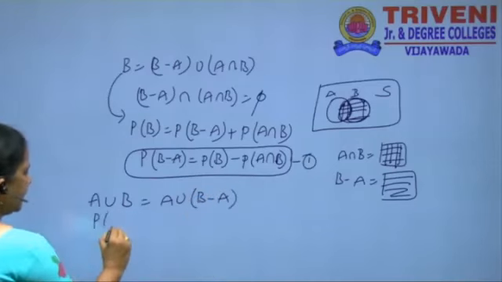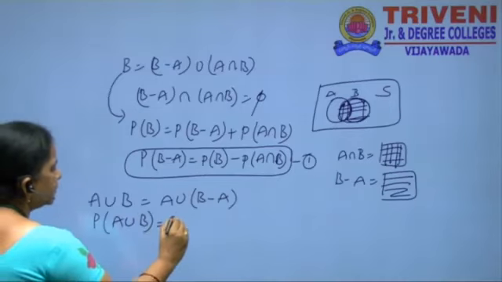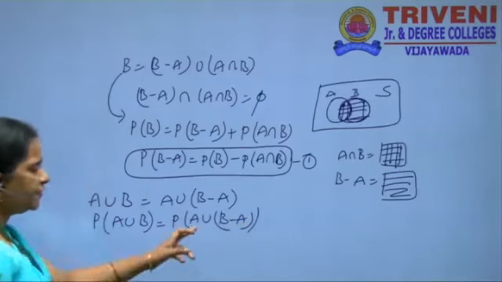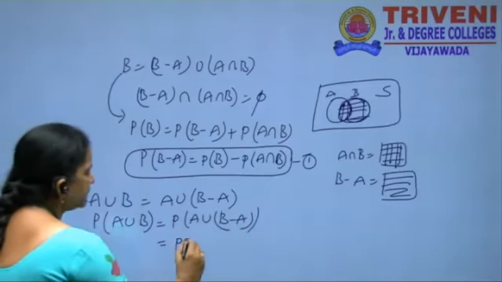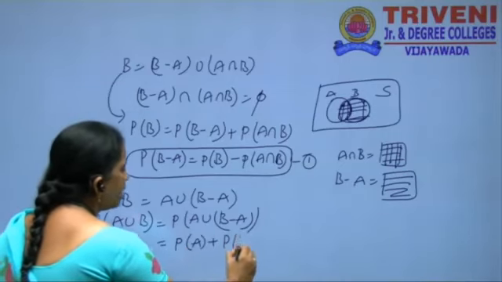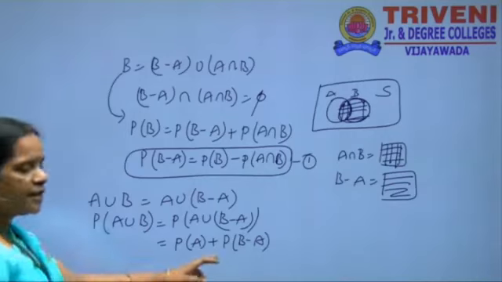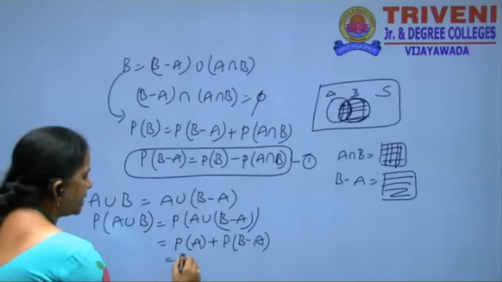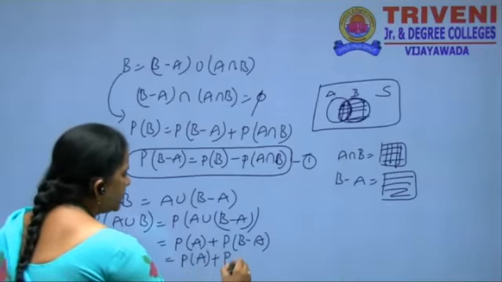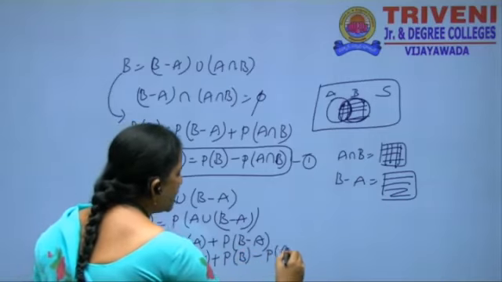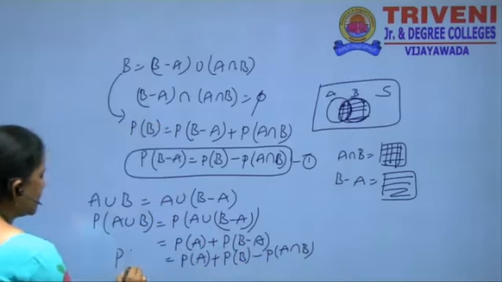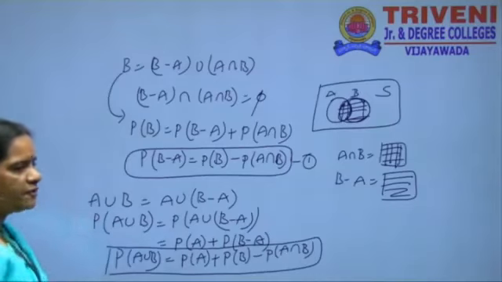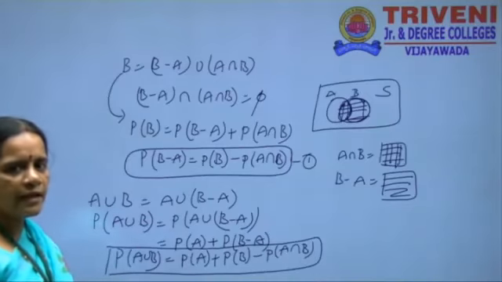Applying probability, P of A union B is equal to P of A union B minus A. The union becomes plus, that is P of A plus P of B minus A. We know the value of P of B minus A is P of B minus P of A intersection B, so that is P of A plus P of B minus P of A intersection B. That is, P of A union B is equal to P of A plus P of B minus P of A intersection B, also proved in case 2.